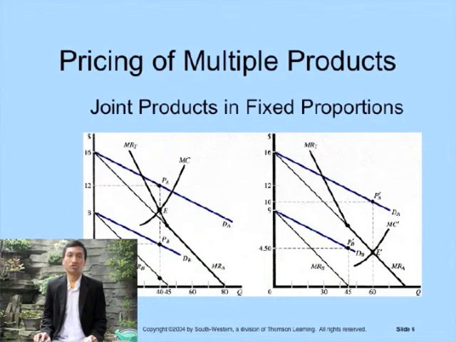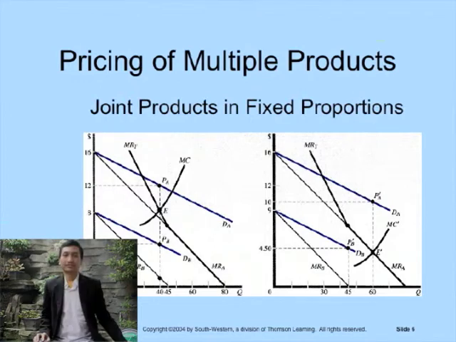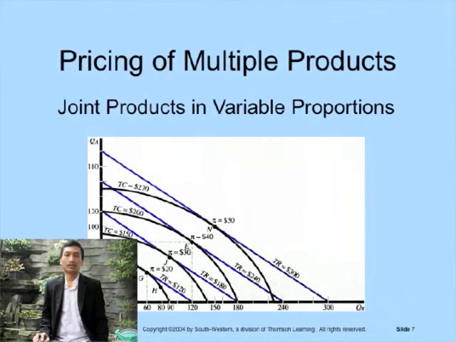Now we talk about joint products. There are two kinds of joint products. First, fixed proportion and second, variable proportion. When the products are jointly produced, we can say this is a single production package. While joint products in fixed proportion is possible, in the real world, joint products in variable proportion is more common. This is the example.